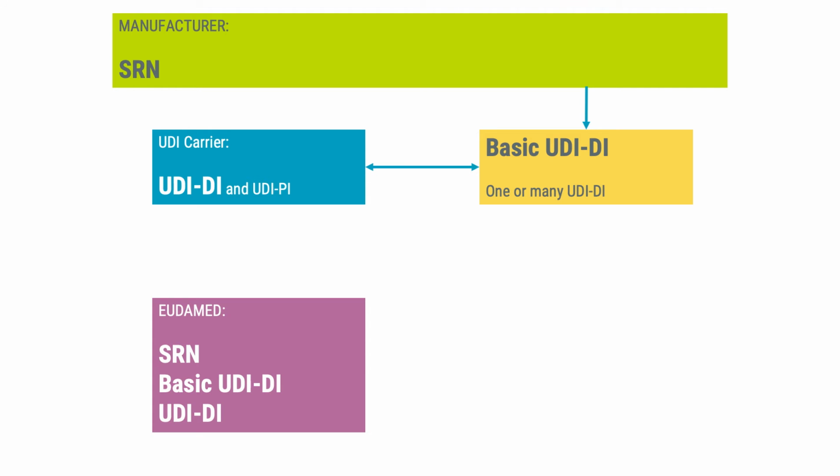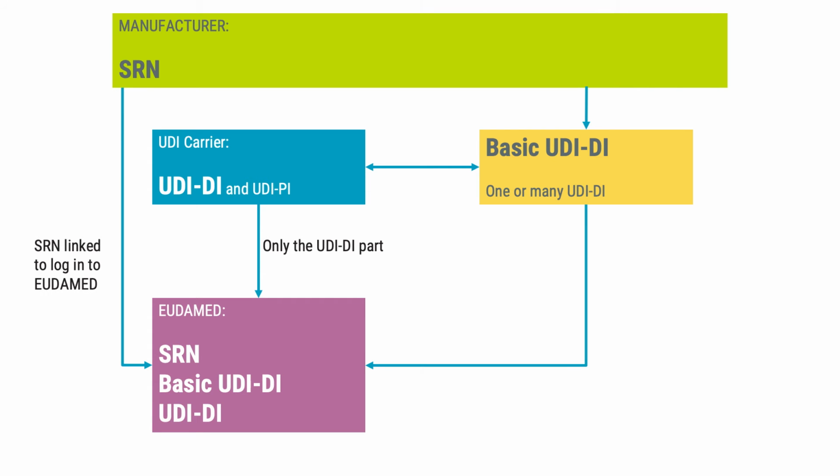The basic UDI-DI will now cover one or many UDI-DIs, and the UDI-DI shall always be on the UDI carrier. All this you must of course keep track of in your own QMS also. Then the actual device registration inside EUDAMED can start. And remember, it is only the UDI-DI part of the UDI that gets into EUDAMED. And once in the EUDAMED device registration module, EUDAMED will understand your SRN, but you also have to specify during device registration to what basic UDI-DI the devices you are registering belong.